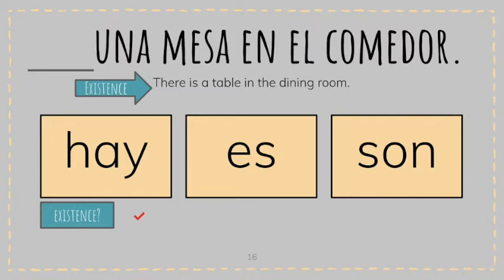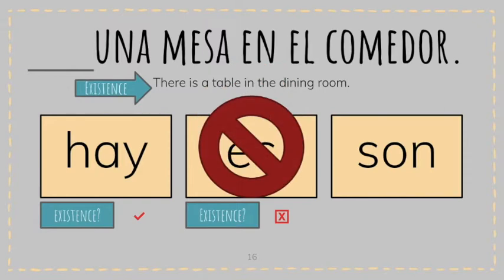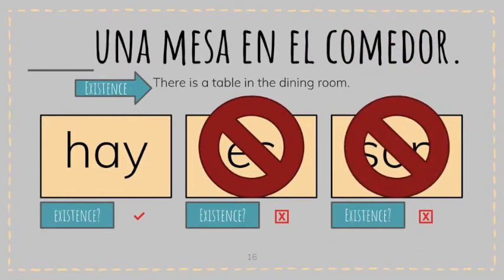So does es talk about existence? No. Es talks about description, okay? So es is not an option for this sentence. Does son talk about the existence of an object? No. Son, again, talks about description, so it's not an option for this sentence. So the correct word to put in the blank in the sentence is hay. Hay una mesa en el comedor.